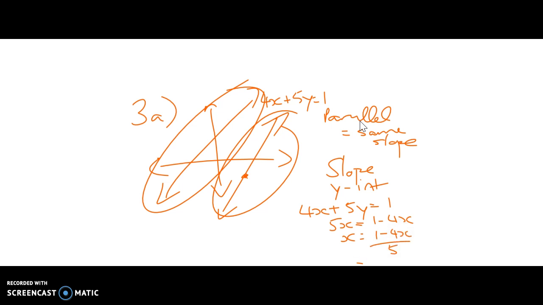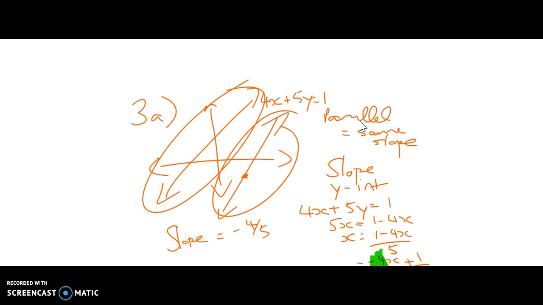Now that is the same as negative 4x on 5 plus 1 on 5. It's the same thing, alright? The coefficient of x is negative 4 on 5. It's the number outside the front, that's negative 4 on 5. So that means our slope equals negative 4 on 5.